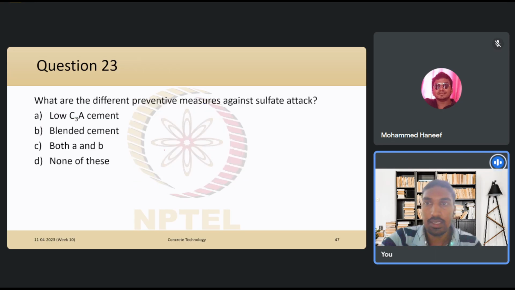Okay, question 23: what are the different preventive measures against the sulfate attack? The options are A, low C3A cement, option B is blended cement, option C is both A and B, and option D is none of these.